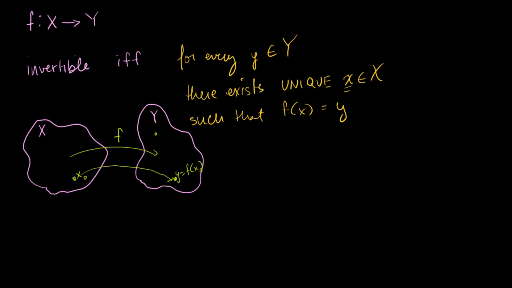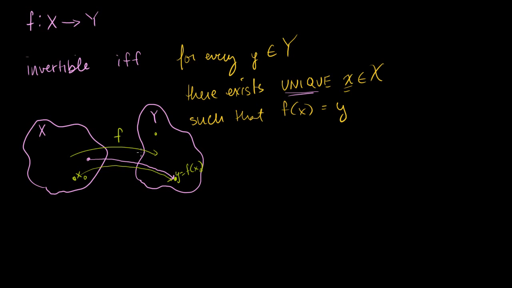It wouldn't be invertible if you had two members of x mapping here. That would break invertibility, because then you wouldn't have the unique condition. You have to have a unique x that maps to this thing. And what I just drew here with this other pink mapping, we don't have a unique x that maps to y. We have two x's that map to y.